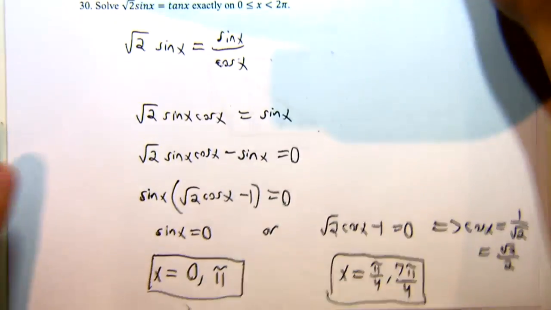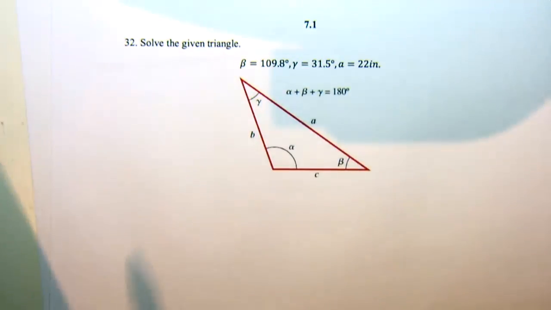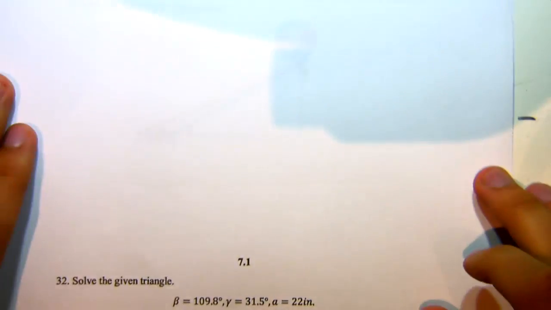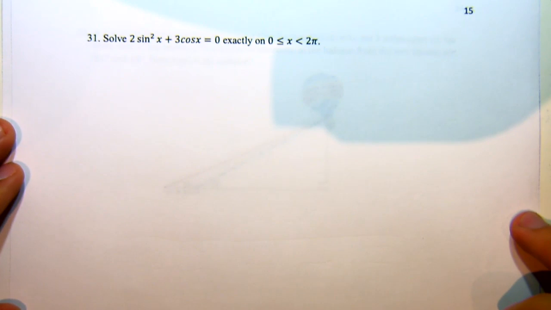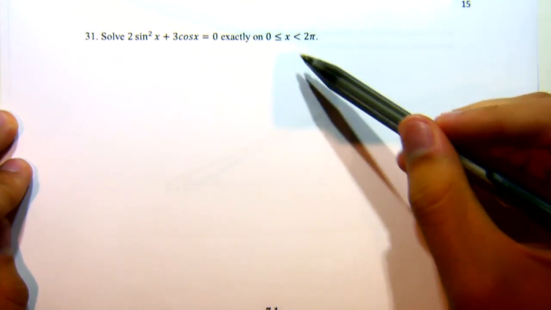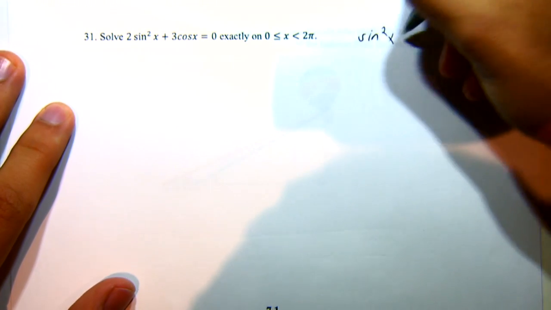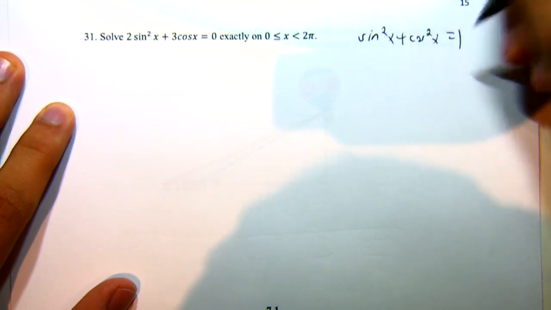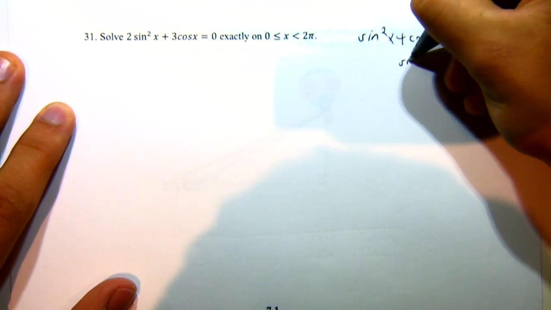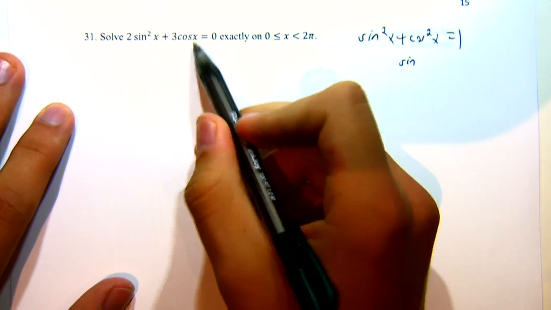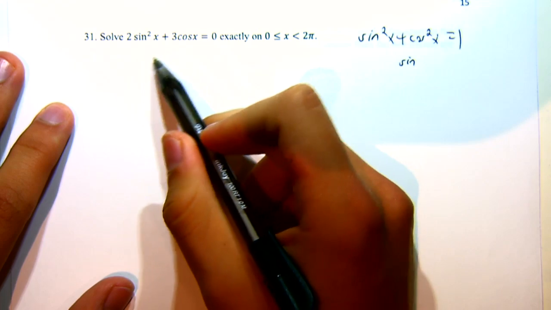All right. Let's go on to question 31. So solve 2 sine squared x plus 3 cosine x equals 0 exactly on this interval. So here we can use our Pythagorean identity to substitute in for that sine squared x so that we can have a common cosine x in this function so we can find what we need to find.